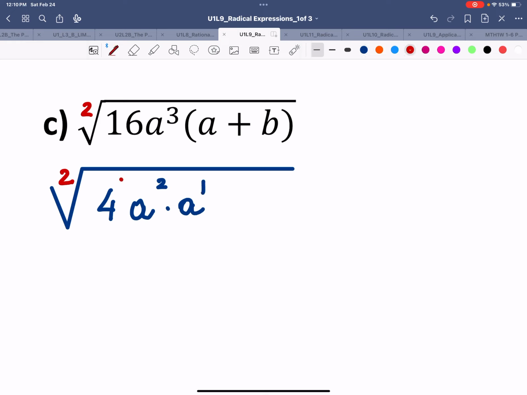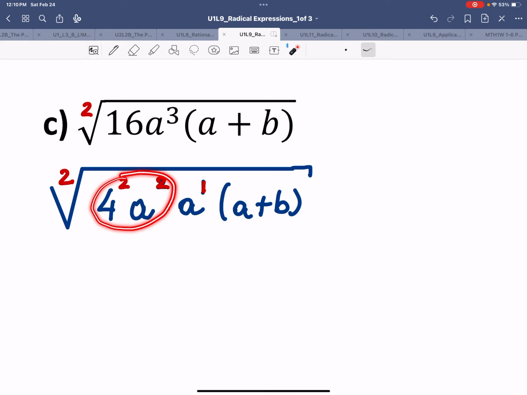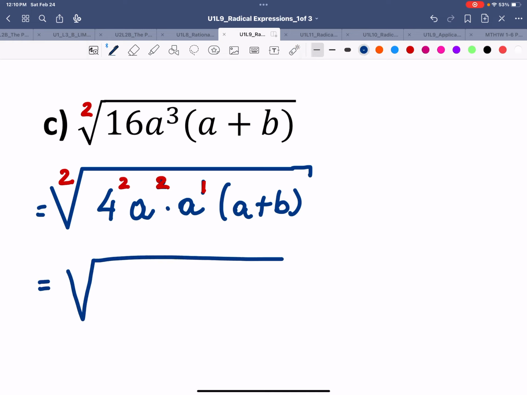Now, as you can see in here, some of the powers for a would be positive, some negative, and that's okay. That's the way it is in this expression. So what we'll do is combine the perfect powers of 2. And right here, we will have the square root of 4a to the power of 2, and then we have a, and then a plus b.